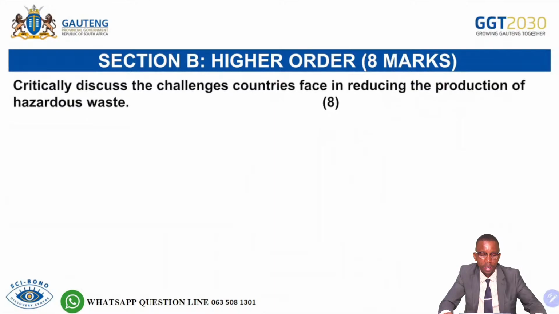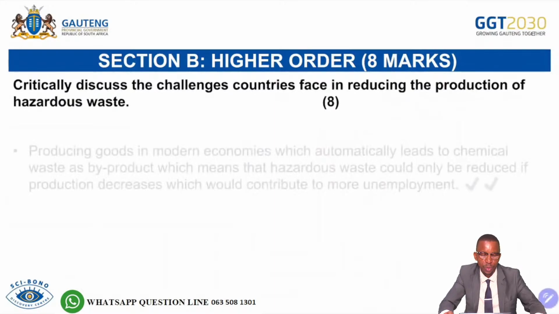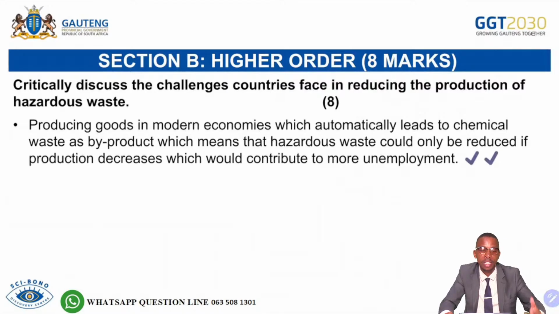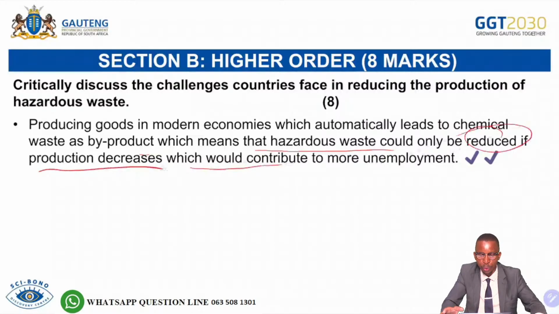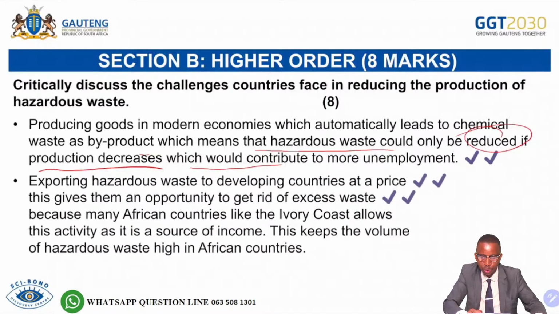We continue. Critically discuss challenges many countries face in reducing production of hazardous waste. Remember, we must know hazardous waste before you answer. This is a higher order question. Producing goods in modern economies automatically leads to chemical waste as a byproduct, which means that hazardous waste could only be reduced if production decreases, which would contribute to more unemployment. Then exporting hazardous waste to developing countries at a price gives them an opportunity to get rid of excess waste.